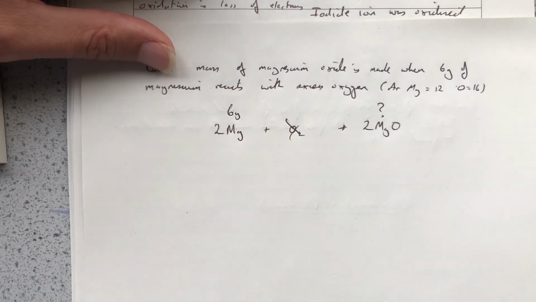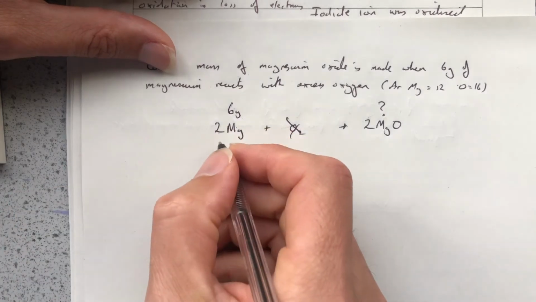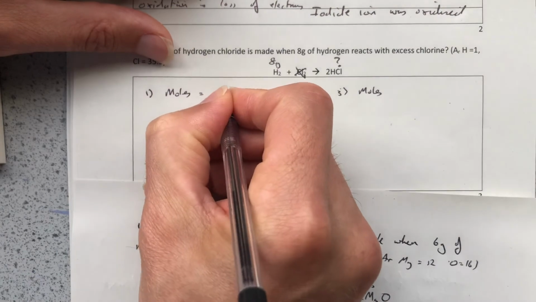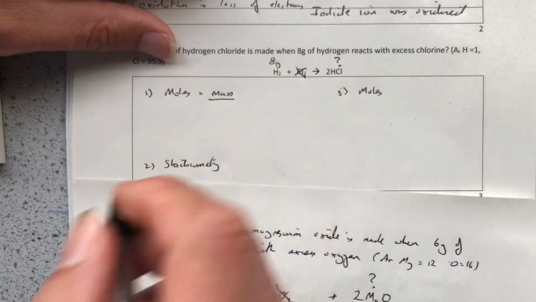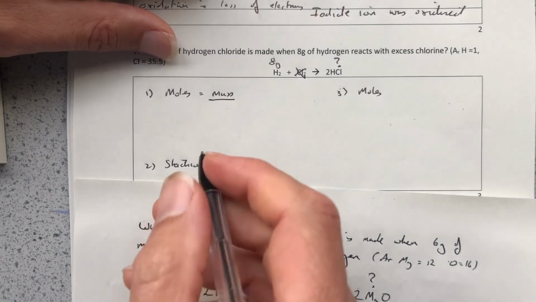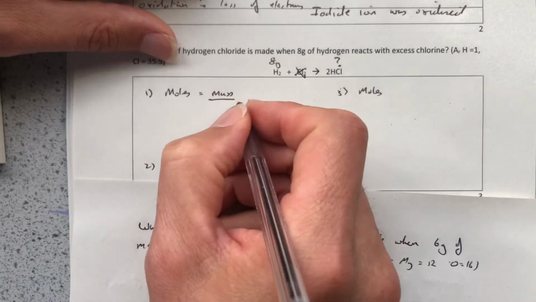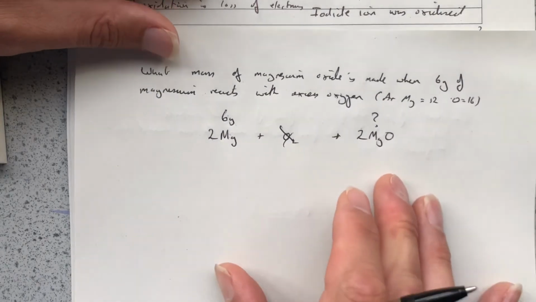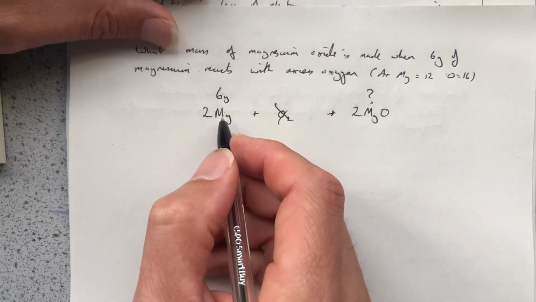I need the relative atomic mass to calculate moles. Moles equals mass divided by relative atomic mass or relative formula mass, depending on whether it's an element or a compound. It doesn't matter too much what you call it. Really I should write atomic mass here because we're dealing with elements, but I'll write Mr, formula mass. It doesn't matter. So the question is, what's the relative atomic mass of magnesium?